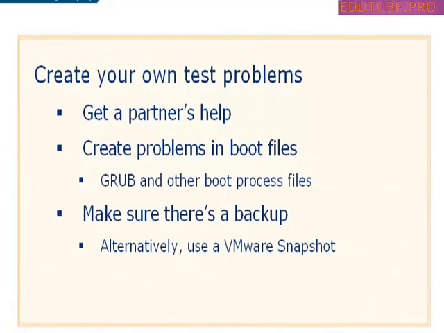Now that you know how to do rescue mode, you're ready to create your own test problems, or better yet, get the help of a partner. Think of problems you can create in boot files, or the other files that I've just mentioned. But before you do that, make sure there is a backup, or at least a VMware snapshot. If you have problems changing things back, the backup can be a lifesaver.